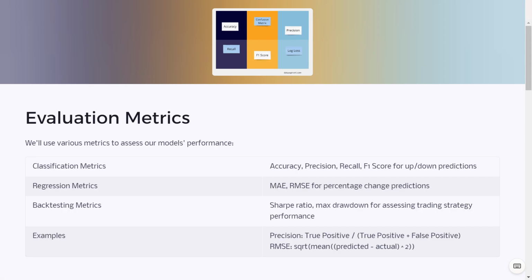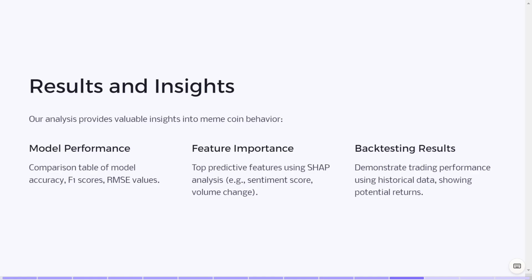For instance, if our model had a high precision but a low recall, it might be suitable for cautious trading strategies that prioritize avoiding false positives. Our model evaluation yielded promising results. The best performing model was the XGBoost classifier, which achieved an accuracy of 85% and an F1 score of 0.82. For the regression task, our LSTM model had the lowest RMSE, indicating strong predictive performance in forecasting price changes.